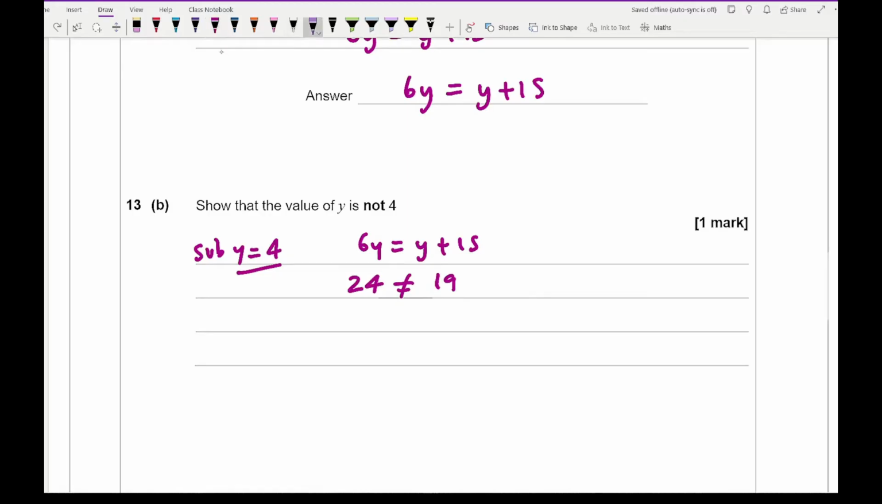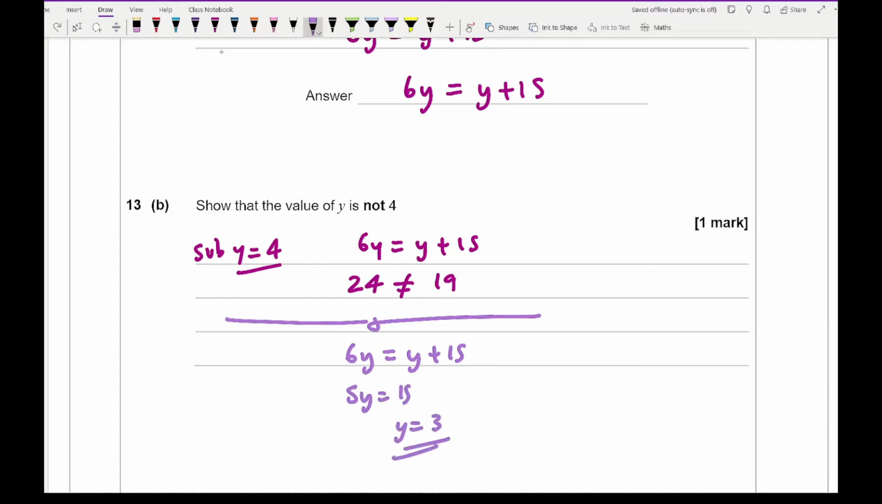An alternative you could have done is basically solve the equation. So we've got 6y equals y plus 15. So here we've got 5y equals 15, so y equals 3. So you could write something along those lines, or you can use the top method where you're substituting 4 and showing that the two sides aren't equal, and that would be fine for the 1 mark.